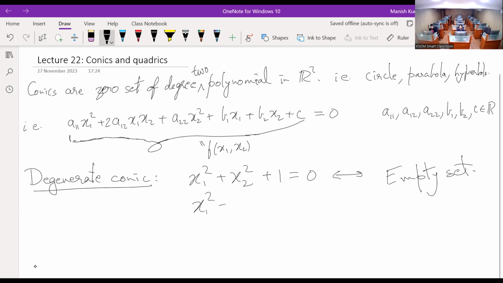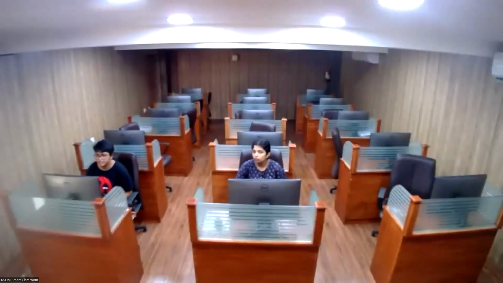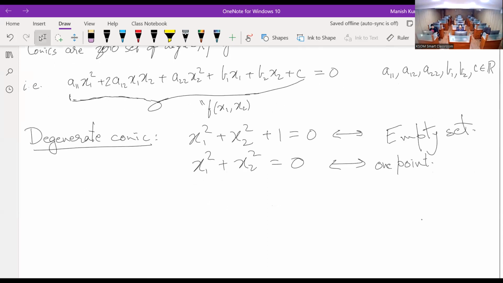How about this one: x1 square plus x2 square equals 0. Forget about the +1. Then what will be the graph? The origin. Yeah, so there is only 1 point, in this case just the origin. So depending upon the equation, you can get 1 point, or you can get the empty set.